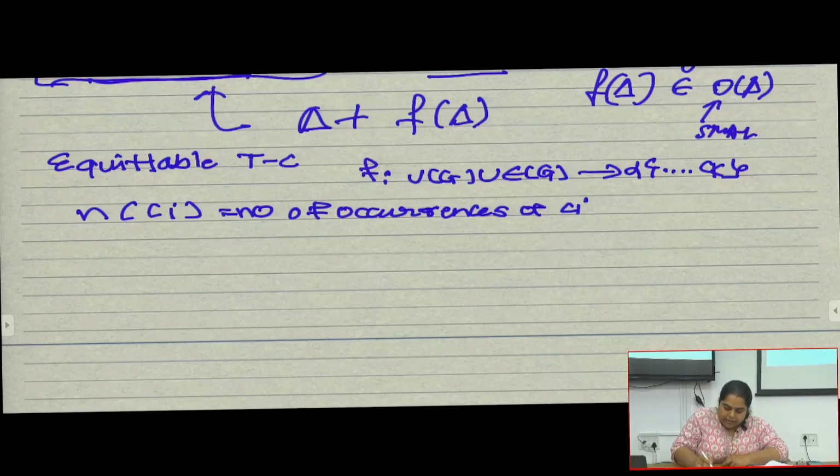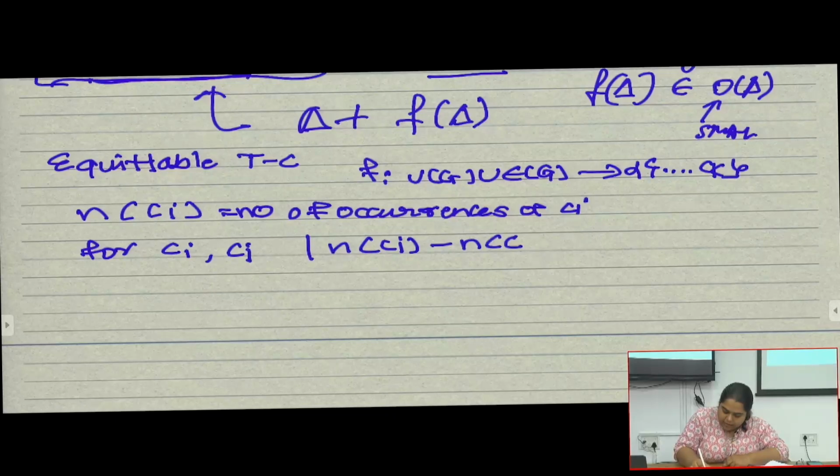Then for any Ci and Cj, the absolute value of n of Ci minus n of Cj should be less than or equal to 1. That means the number of times any two colors repeat should be equal or can differ by at most 1. Suppose one color is repeated 5 times, then the second one can be 4 or 5, depending on that.